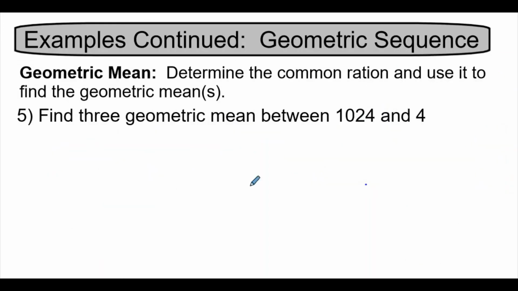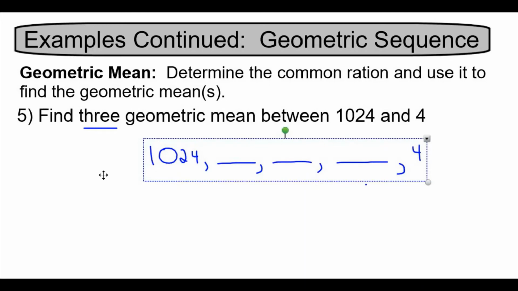In this video, we're going to look at examples that expand our knowledge of how to write the equations of geometric sequences. And we're going to start by finding something called the geometric mean. The geometric mean basically is referring to missing terms. In this case, they want 3. So you have 1, 2, 3 missing terms before you get to 4. Start at 1,024, end up at 4, and then we need to figure out how to get there.